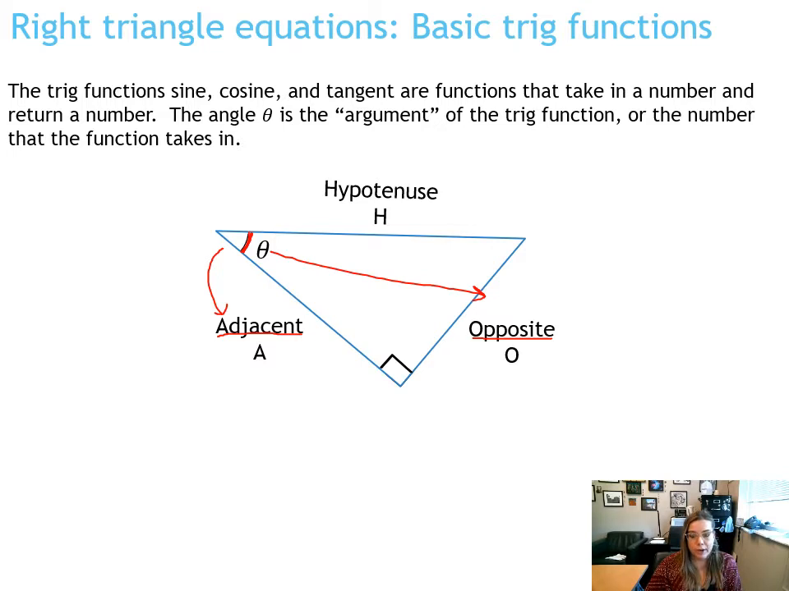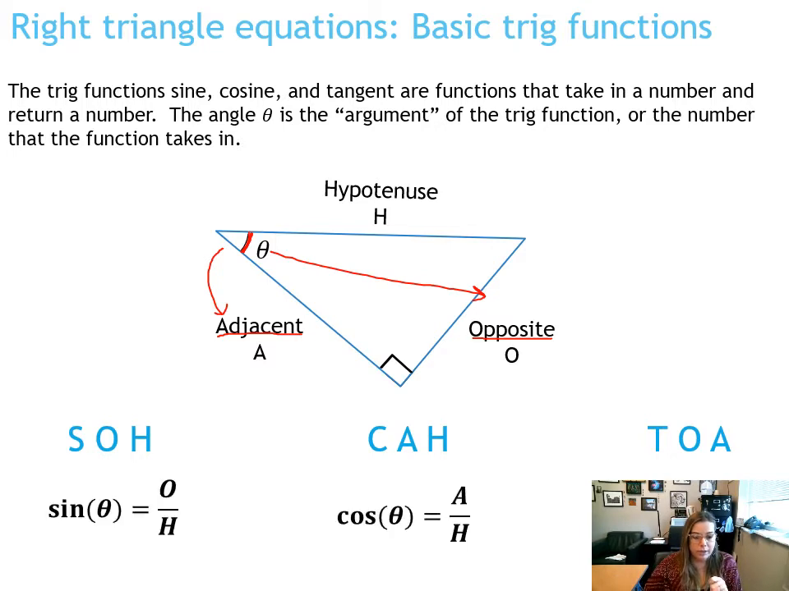Once you've labeled your triangle like this, then you want to use these functions that have already been defined, and you just need to know their definitions. So sine, cosine, and tangent: you may have seen this mnemonic device called SOH-CAH-TOA. It helps you remember the relationships between sine, cosine, tangent, and the various sides of these right triangles. So the sine of theta, theta is the thing you're putting into the function, is equal to the length of the opposite side divided by the length of the hypotenuse.